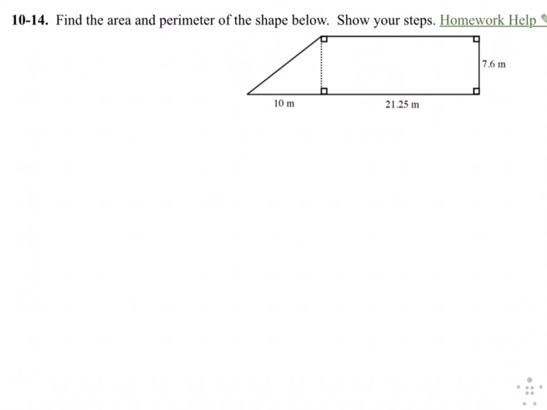Okay, for this question, they want us to find the area and the perimeter. So we can match things up. So this dashed line is 7.6, right? Because it's a rectangle. And the top is 21.25, right? So we're missing this hypotenuse to the triangle, right?